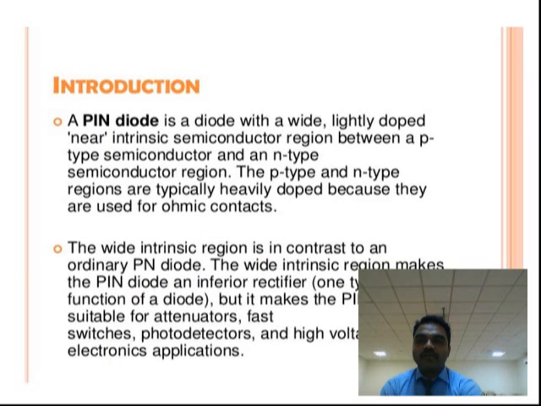Now let's move on to the introduction of the pin diode. A pin diode is a diode with a wide, lightly doped near intrinsic semiconductor region between a p-type semiconductor and an n-type semiconductor region. The p-type and n-type regions are typically heavily doped because they are used for ohmic contacts. The wide intrinsic region is in contrast to an ordinary pn diode. The wide intrinsic region makes the pin diode an inferior rectifier, but it makes the pin diode suitable for attenuators, fast switches, photodetectors, and high voltage electronics applications.